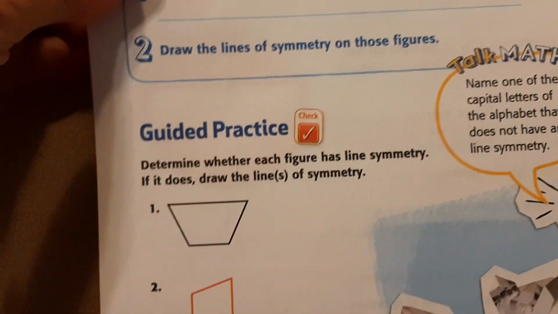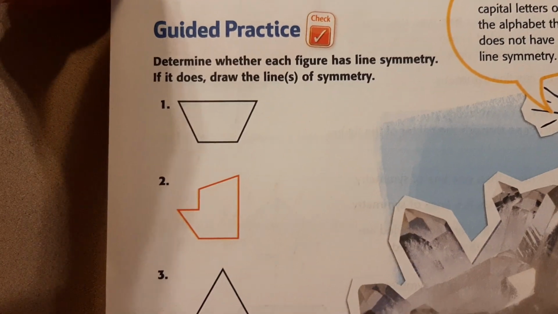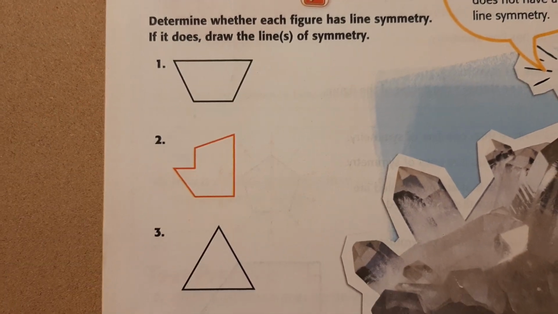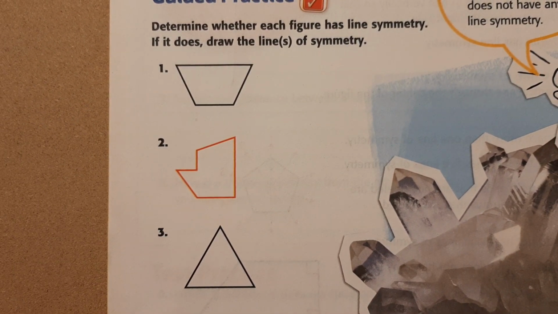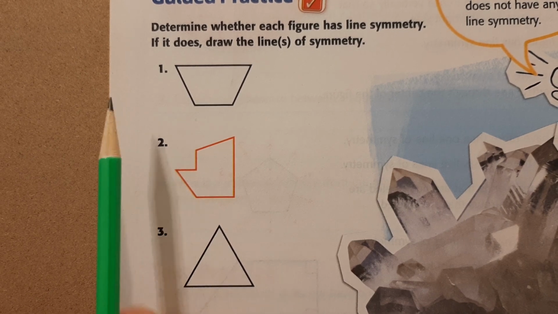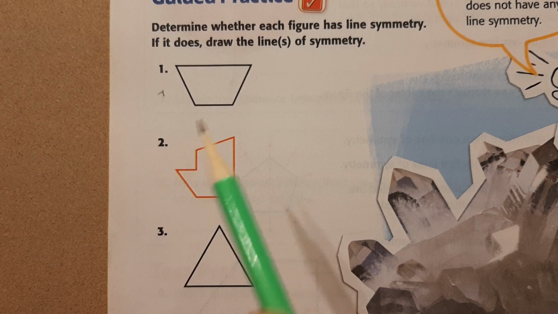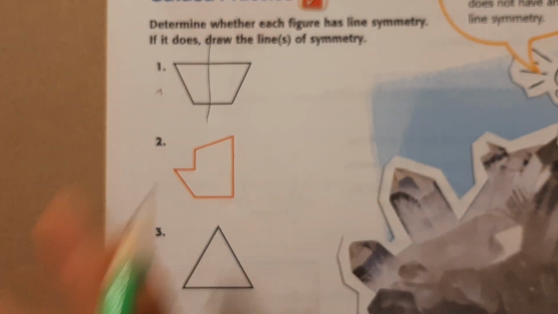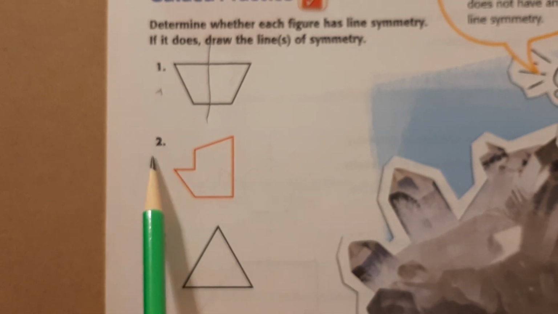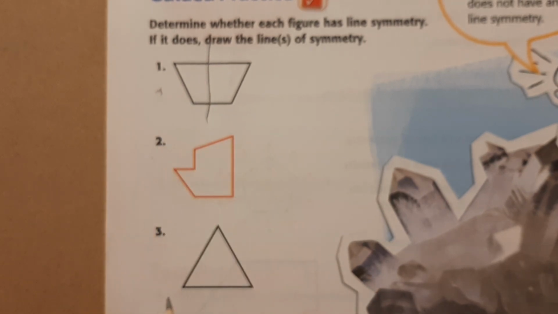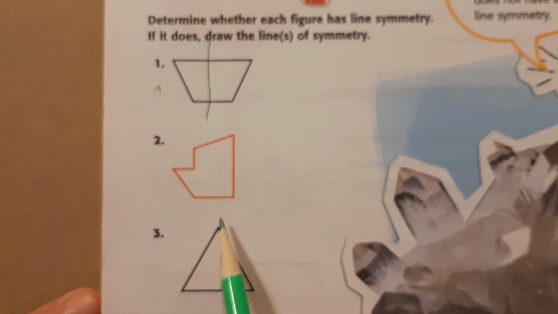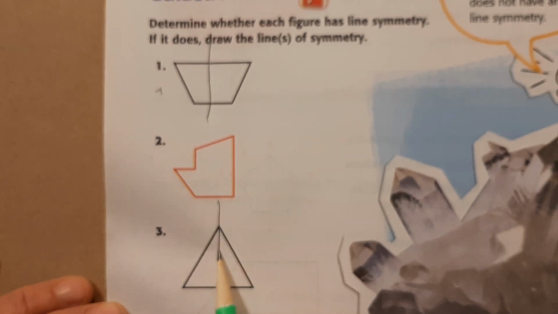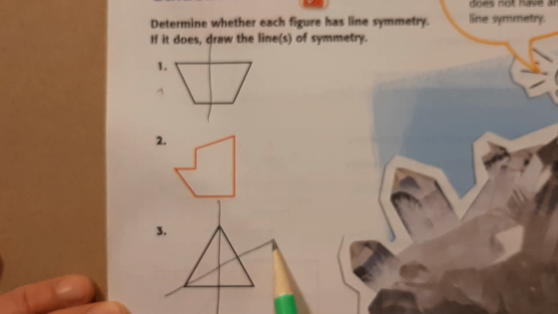All right, let's take a look at the bottom. It says determine whether each figure has line symmetry. If it does, draw the lines of symmetry. Let's take a look at this. How about this one? Yes? Well, it does. It has one line of symmetry right here. Now, my line isn't straight. Sorry about that. Number 2, no line of symmetry. Number 3, another interesting one. Yes, it does. Now, you can see this one. That's pretty obvious, right? But what about this one? Or this one?